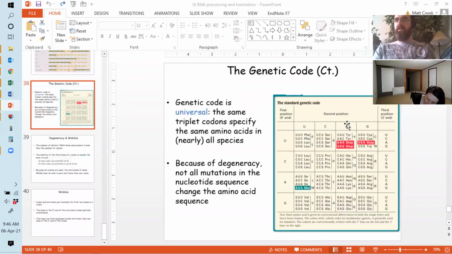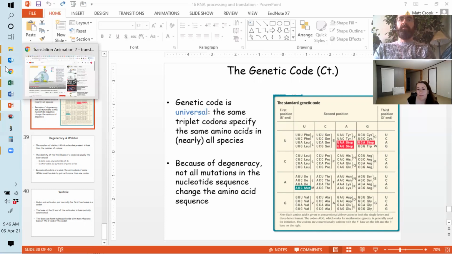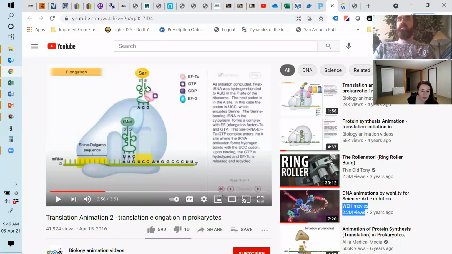So I'll move stuff out of the way so I can see what I'm looking at. UCC, there you go. Actually, UC anything encodes serine because we have that degeneracy at the third base. Right, so UCC is serine, easy peasy.